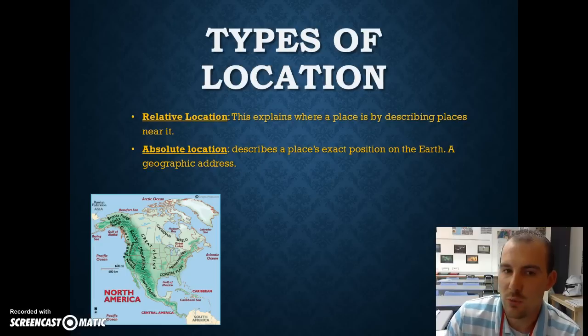If you're asking for a place's relative location, it's kind of where it's nearby. It's not exact, it's not specific, but where it's nearby. An absolute location describes the place's exact position on the Earth. That's going to give you the longitude and latitude coordinates, which our next video will talk about.